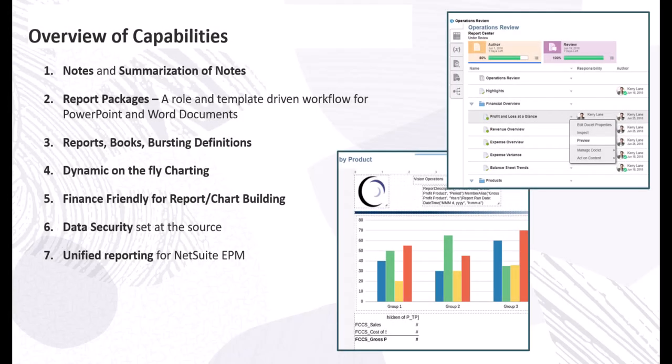I've now completed all the tasks that I'm responsible for as part of this report package preparation. So let me recap by going through the capabilities of narrative reporting once more. We can provide notes within reports. We can summarize notes to where we can roll notes up from different entities, for example. All of our charting is on the fly. And data security is managed at the source applications.